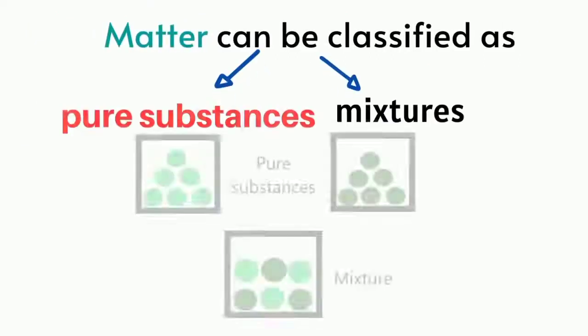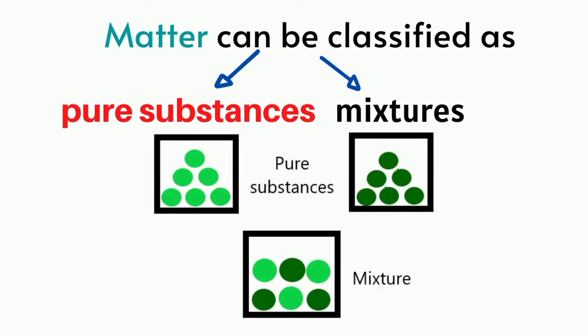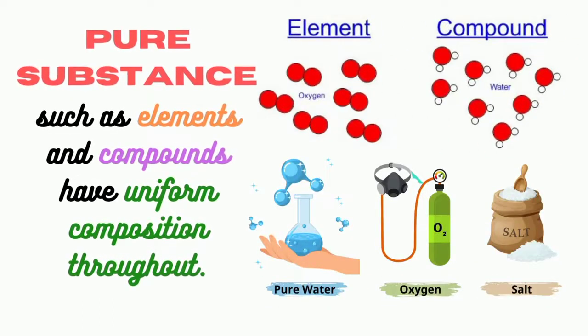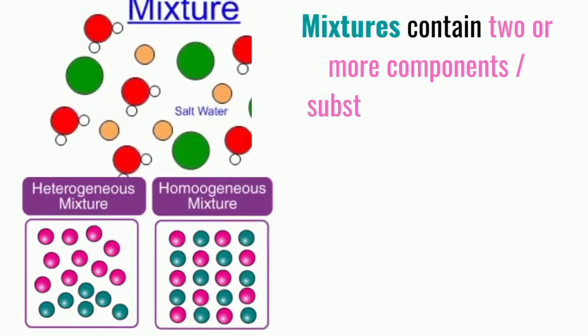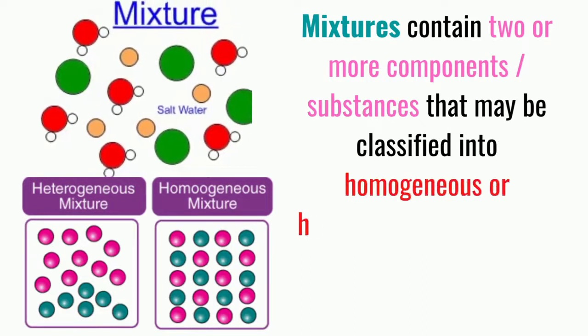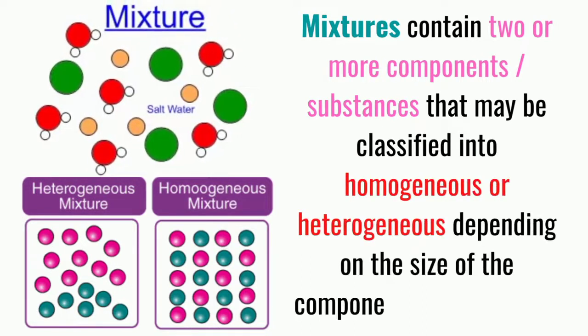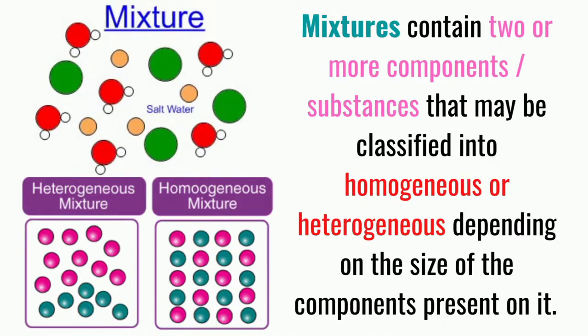In grade 7, you have learned classification of matter. You learned that matter can be classified as pure substances and mixtures. Pure substances such as elements and compounds have uniform composition throughout. Mixtures contain two or more components, substances that may be classified into homogeneous or heterogeneous depending on the size of the components present in it.